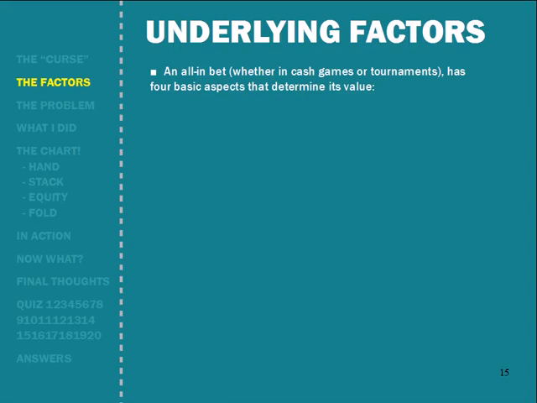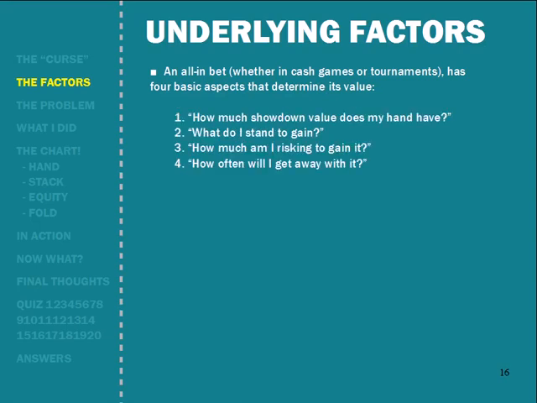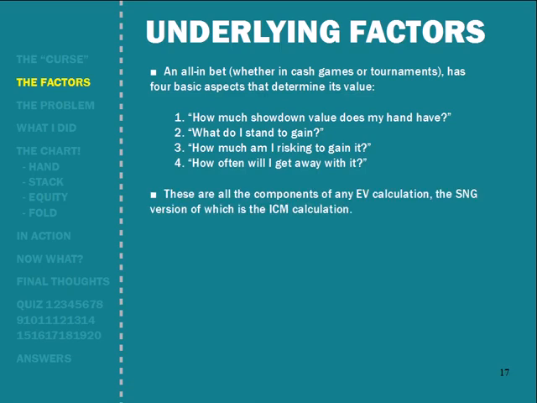And so when we're making the push-fold decision, basically we're trying to figure out if we should be making an all-in bet or not, right? And an all-in bet has 4 basic aspects that determine its value. And those aspects are as follows. How much showdown value does my hand have? What do I stand to gain by making the move? How much am I risking to gain it? And how often will I get away with it?